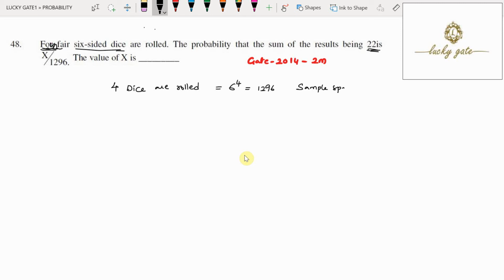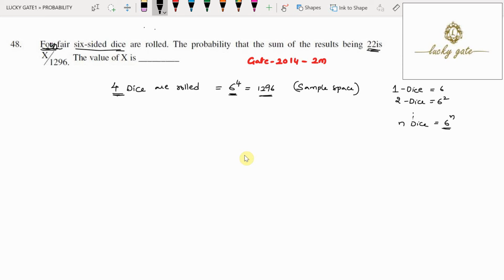Now the sample space possible for rolling this 6-sided die 4 times will be equal to 6 to the power of 4. Suppose it is rolled for 1 die, 1 time, the number of possible outcomes is 6. If we have 2 dice, the number of possible outcomes is 6 squared, that is 36. Similarly, if n dice are rolled, or a die is rolled n times, then the possible outcomes are 6 to the power of n. Here in this case, a die is rolled 4 times, so the possible outcomes are 1296, which is equal to 6 to the power of 4.